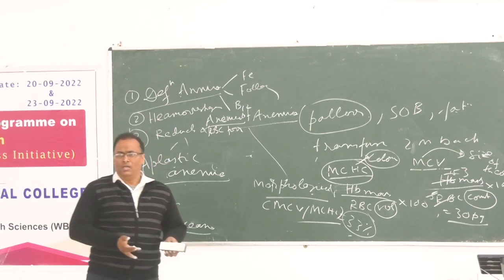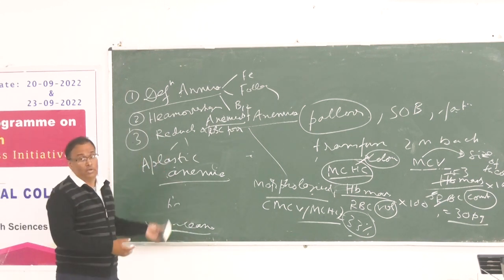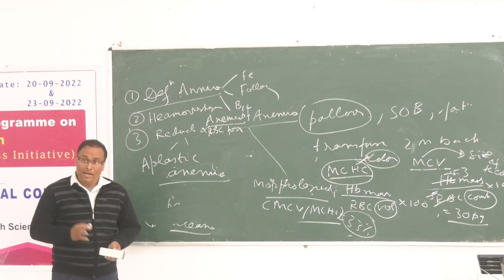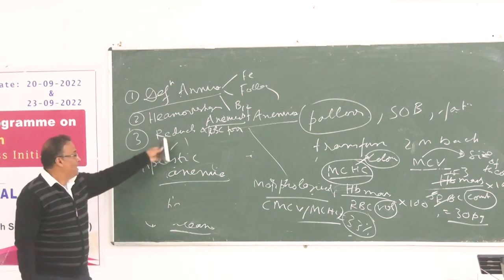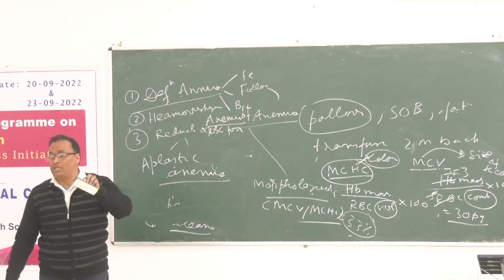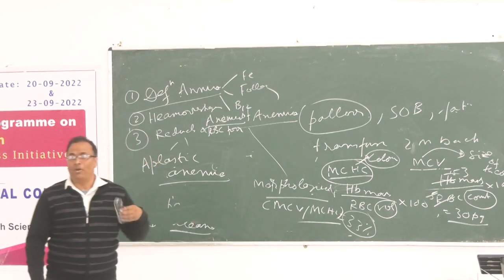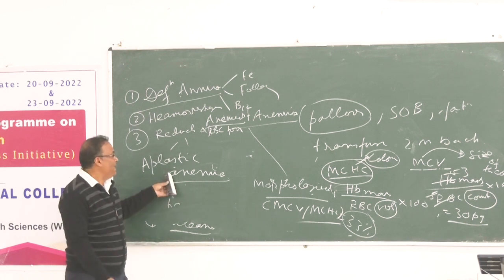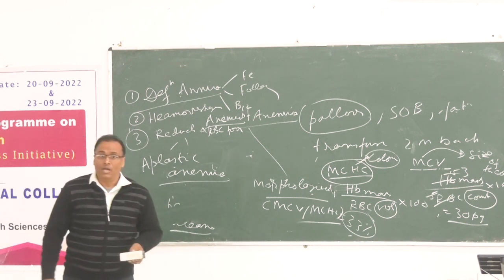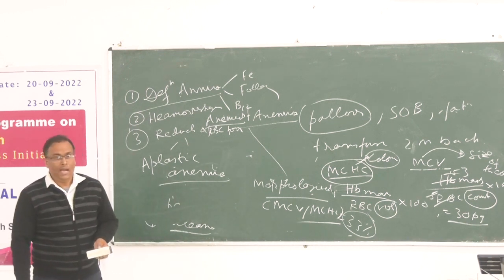That patient may come with some pallor and low hemoglobin level. There is a reduction in the production of RBC from the bone marrow. That is a failure. Bone marrow failure is there. It is happening in case of aplastic anemia.